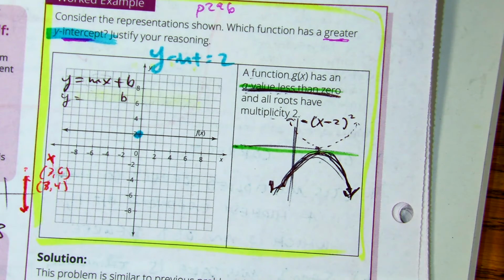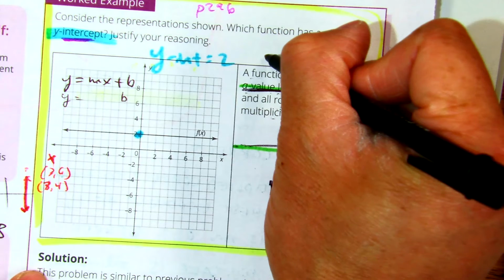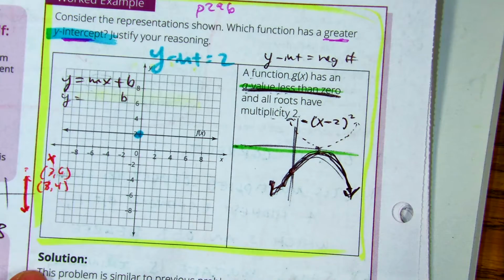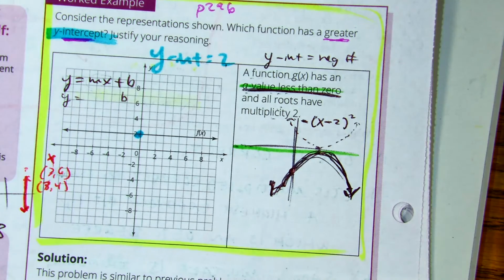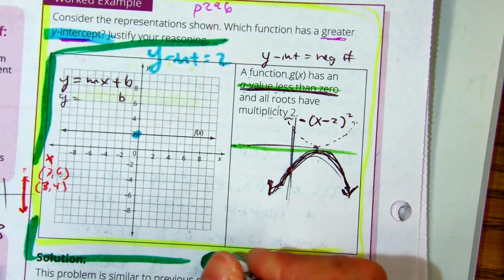Put your finger on the y-intercept. Well, it's conceptual. There is no number, but you know that it's what? Positive or negative numbers? Negative numbers. Class, which one is greater? 2 or negative numbers? So the left side has the greater y-intercept.